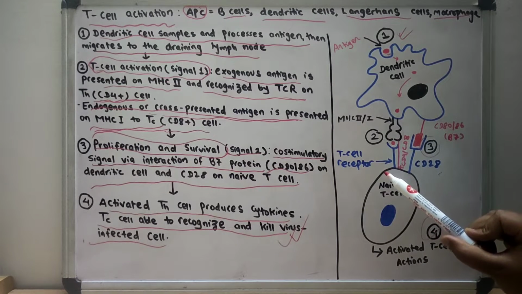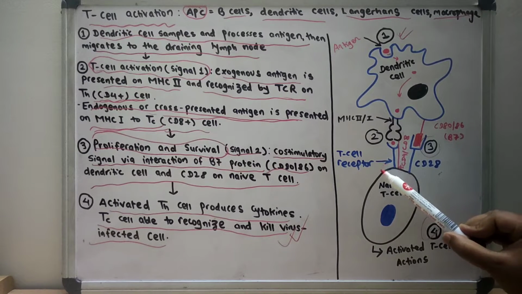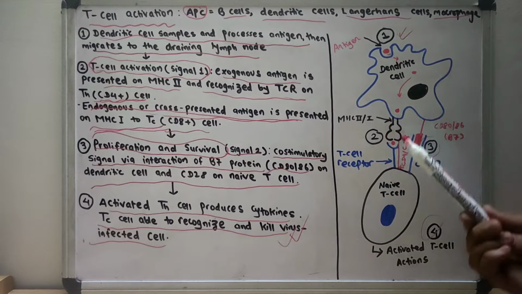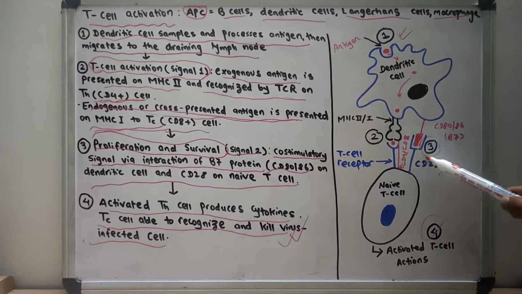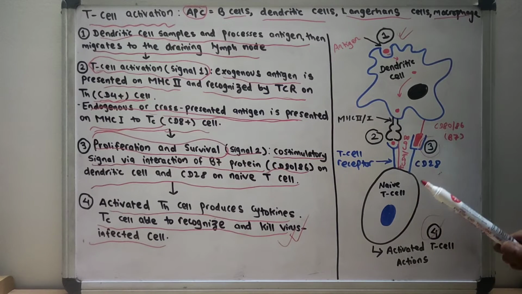If the antigen is endogenous or cross presented, then it is presented on the MHC1 molecules to the cytotoxic T cell. And in stage 3 there is proliferation and survival, which is signal number 2, where co-stimulatory signals occur through the interaction of the B7 protein on the dendritic cells and the CD28 on the naive T cells. And at the end, the activated T helper cells produce cytokines, whereas the cytotoxic T cell is able to recognize and kill the virus infected cell.